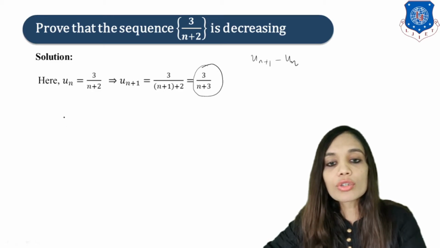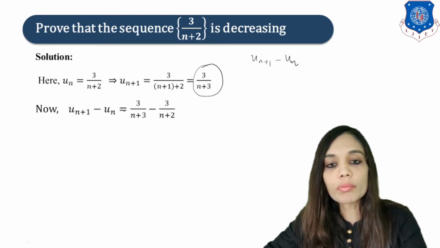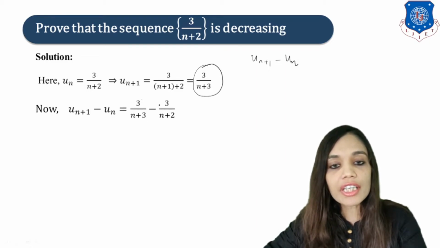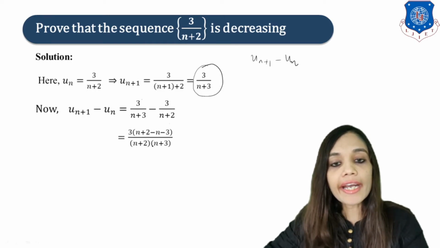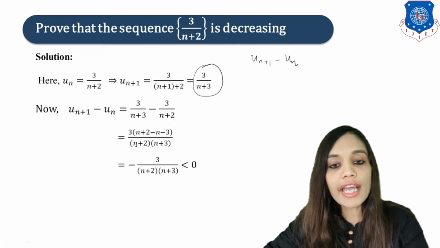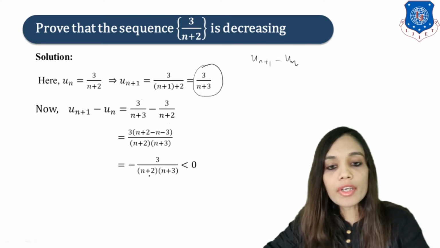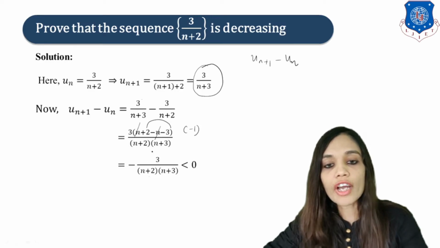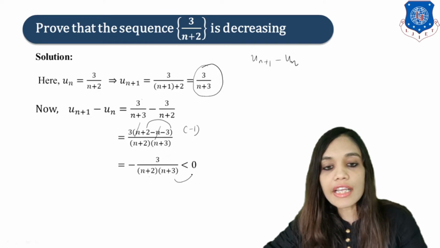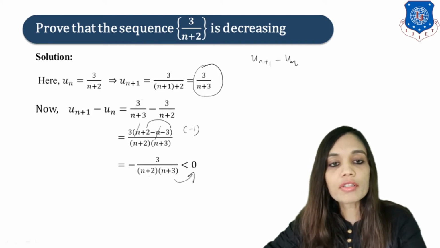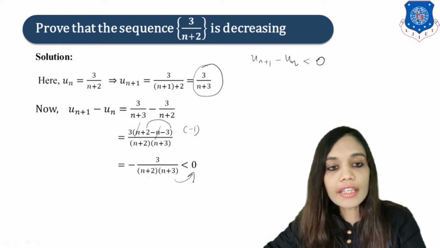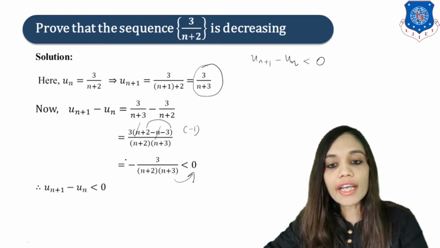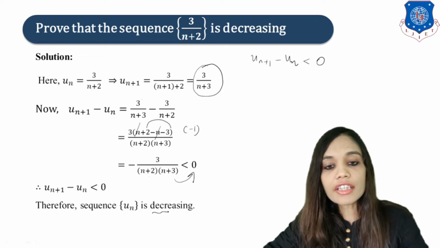Now, let us find Un+1 minus Un. It will be equal to 3 upon n plus 3 minus 3 upon n plus 2. Now, take LCM and simplify. You will get the final answer as minus 3 upon (n plus 2) into (n plus 3), because n and n get cancelled out and 2 minus 3 will give us minus 1. So, the final answer is less than 0. That is, your Un+1 minus Un is less than 0. Therefore, you can say that the given sequence is decreasing.